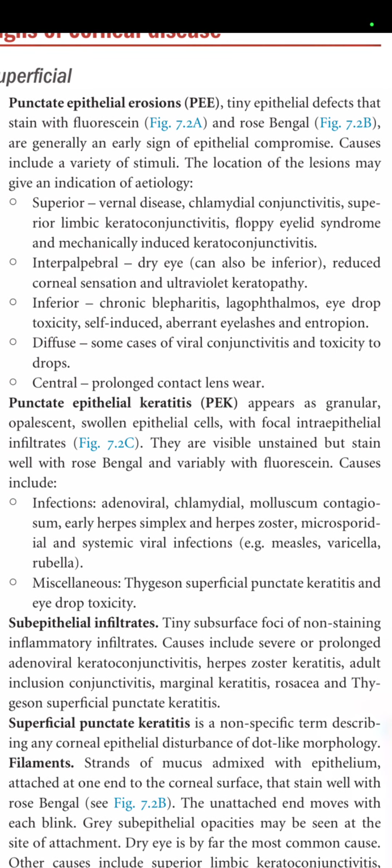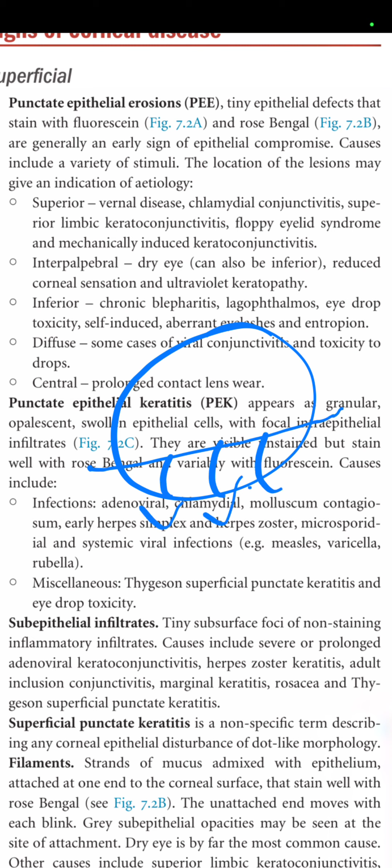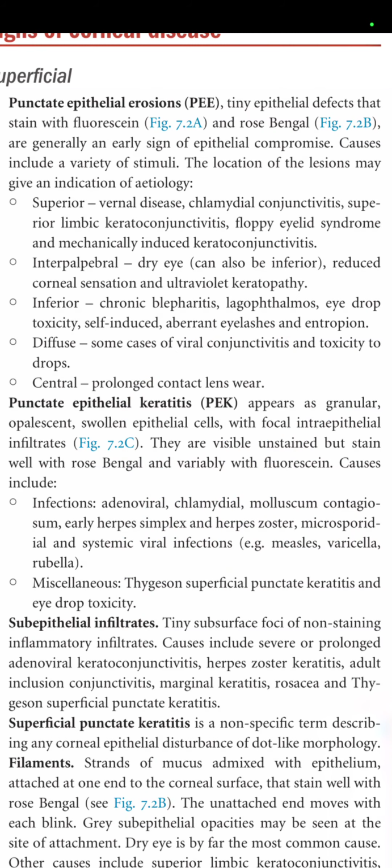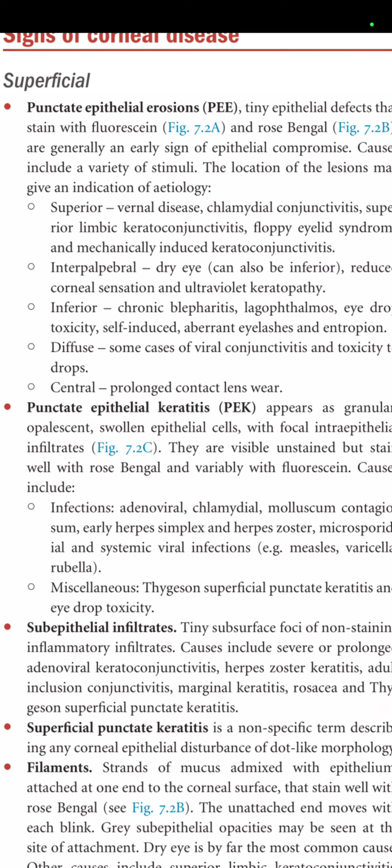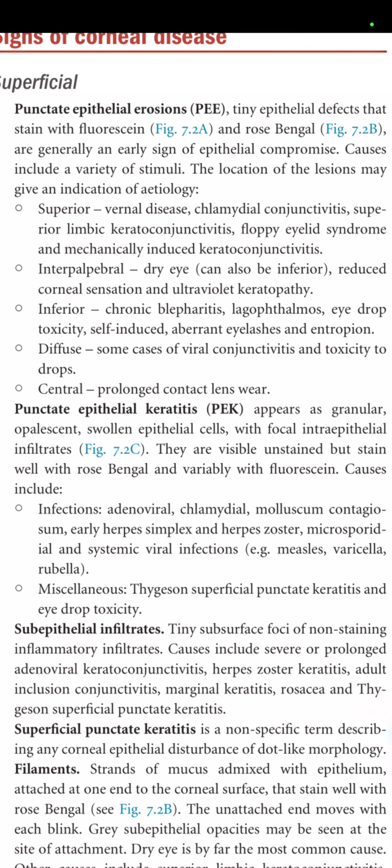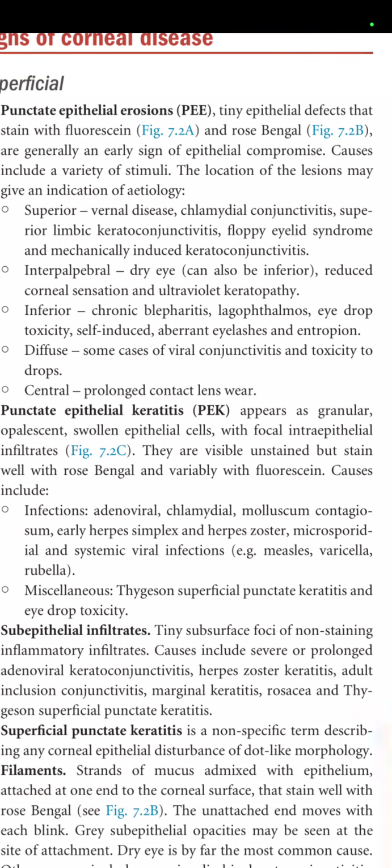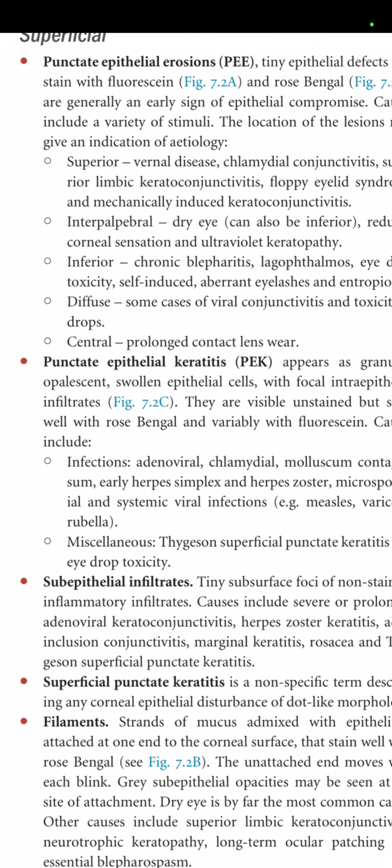Inferior may be due to diseases like chronic blepharitis and lagophthalmos. Lagophthalmos is a condition where there is an inability to close the eye, so the inferior cornea gets exposed. So you can get inferior PEEs. And then we have eye drop toxicity, self-induced, aberrant eyelashes, and entropion. Anything which affects the inferior side can cause inferior PEEs. Diffuse causes are some cases of viral conjunctivitis and toxicity to drops. Central causes are prolonged contact lens wear.